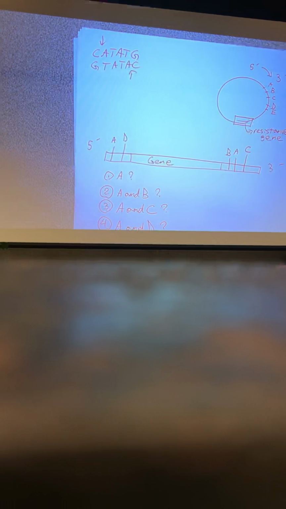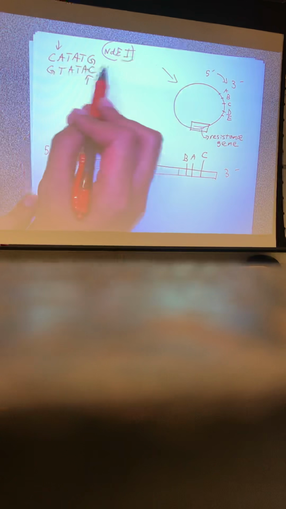Just for better visualization, what restriction enzyme NdeI will do is an enzyme that will go in and look at any DNA, whether plasmid or regular human DNA. It'll look for this particular pattern. When it finds this pattern of 6 bases, it's going to cut here and here to create what is called sticky ends.